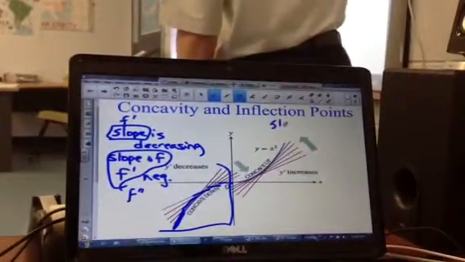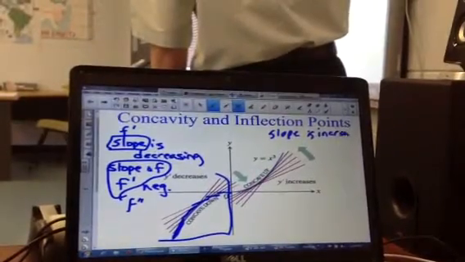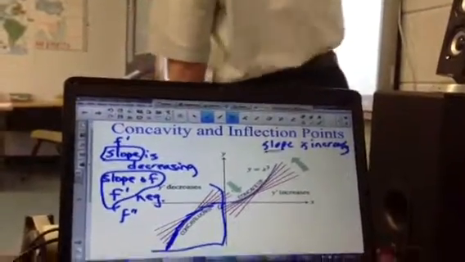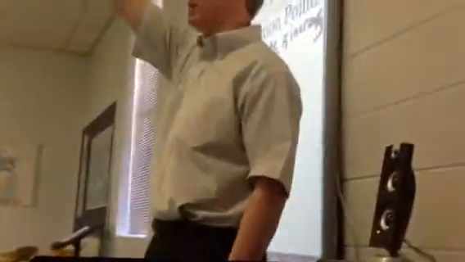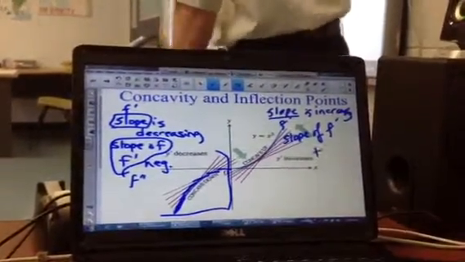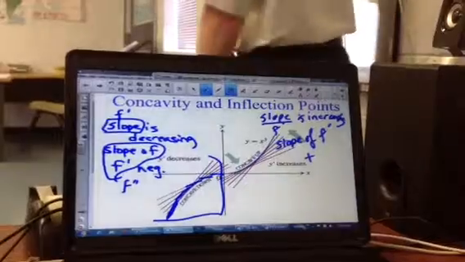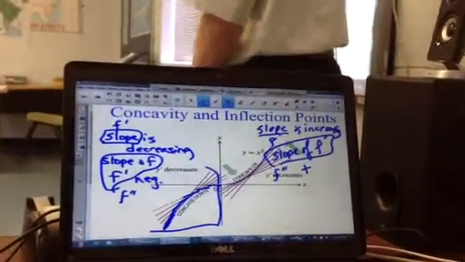Over here, as we go, is the slope increasing or decreasing? Increasing. Okay, slope is increasing. Another word for slope is f prime. If f prime is increasing, the slope of f prime is positive. But what's another way of saying slope of f prime? F prime prime.